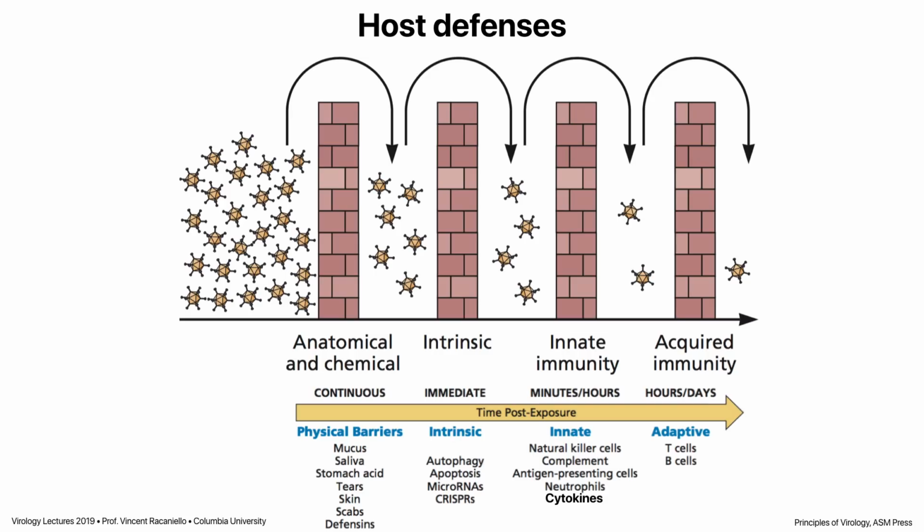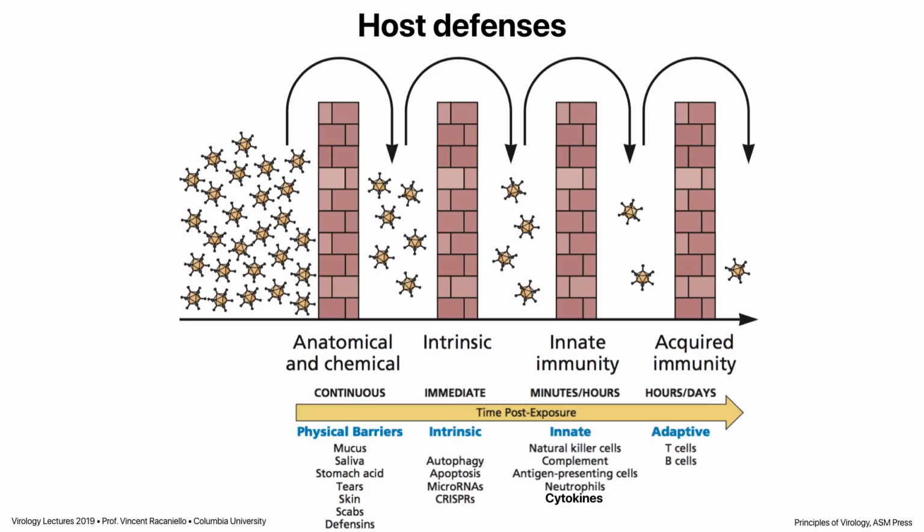The first defenses are anatomical and chemical that are always present, like skin. I consider that a defense. Mucus, of course, bathing mucosal surfaces, it's a barrier. Saliva, stomach acid, tears, etc. Defensins, you have antimicrobial polypeptides on your skin that are antibacterial largely, and some antiviral. They're produced by skin cells as well as your resident microbiome, so they're important. All right, so that's continuous.